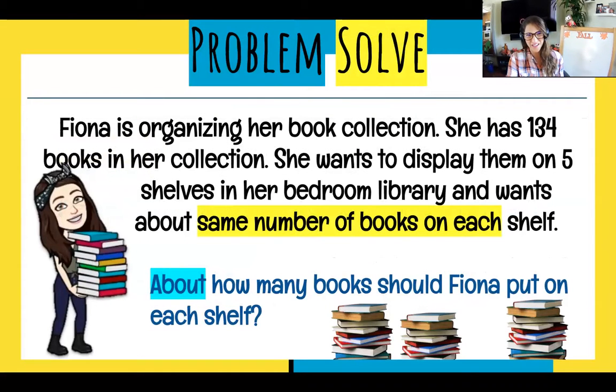So let's take a look at our problem solving for today. Fiona is organizing her book collection. She has 134 books in her collection. She wants to display them on 5 shelves in her bedroom library and wants about the same number of books on each shelf. About how many books should Fiona put on each shelf? So let's break down this problem. Fiona's got a book collection. In total, how many books does she have?